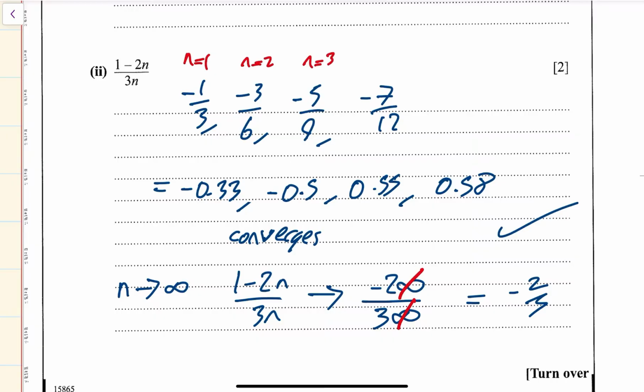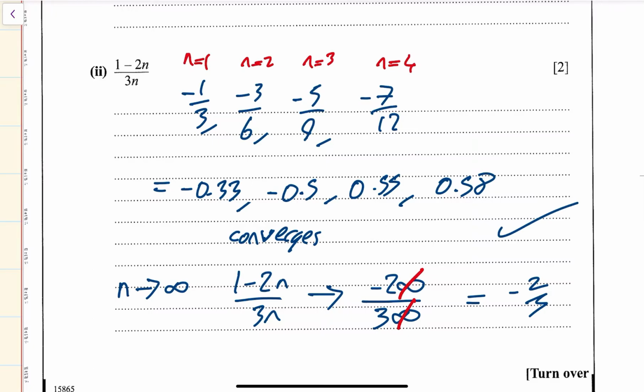n is equal to 2, n is equal to 3, n is equal to 4. And you can see you got minus a third, minus 3 over 6, minus 5 over 7, minus 7 over 12. And that is minus 0.33, minus 0.5, minus 0.71, and minus 0.58, sorry. And that converges.